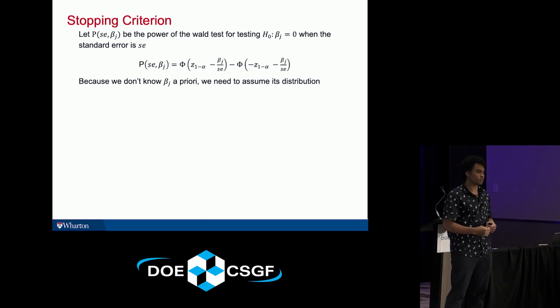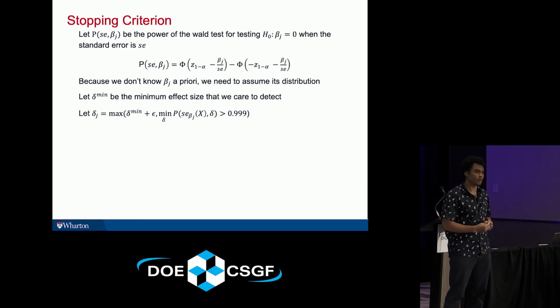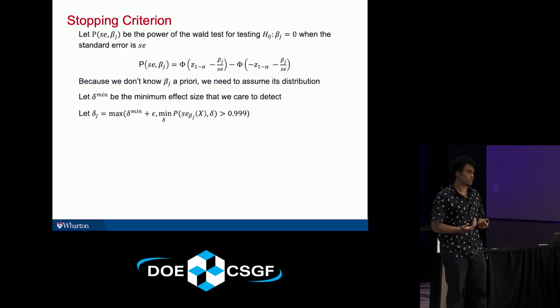Now, because we don't know the true value of beta, we're going to have to assume some sort of distribution. And the way we do that is by having these two parameters. One is delta min, which is the minimum effect size that we care to compute. So for example, if you're running a Poisson regression and you only care about log-fold changes greater than like 5%, then delta min is going to be 0.05.